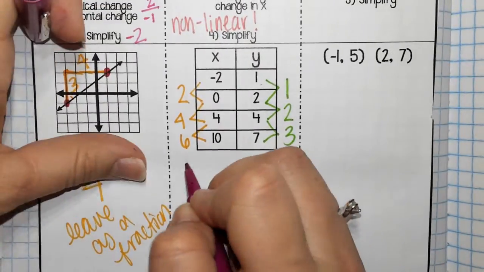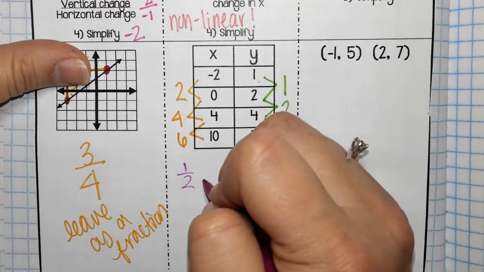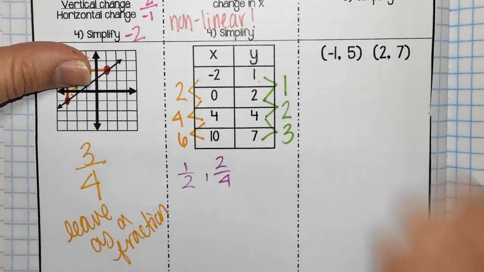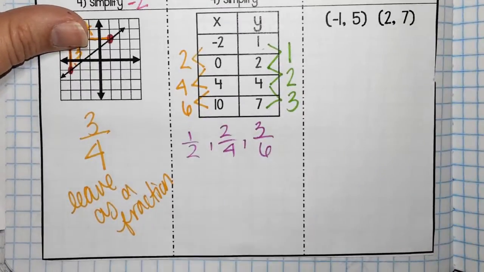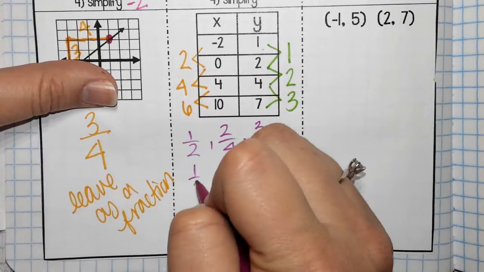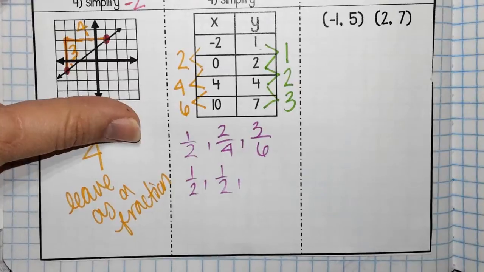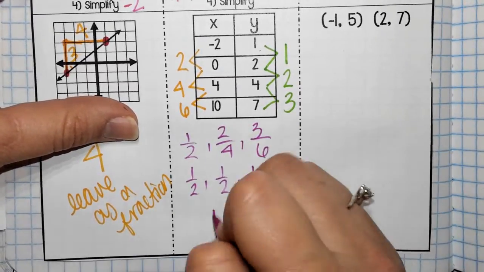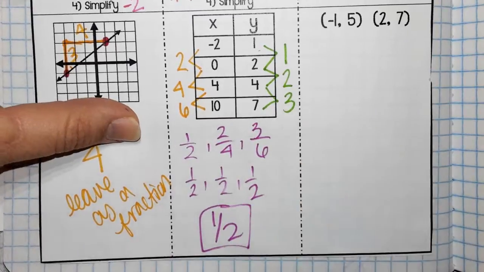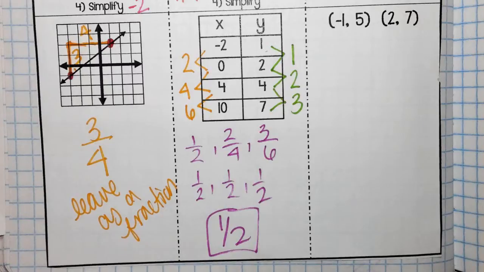Alright, so now we could do 1 divided by 2, right? And then we could do 2 divided by 4, right? And then 3 divided by 6. What is 2 divided by 4 reduced to? 1 half. What is 3/6 reduced to? 1 half. Are those the same? What's our slope? That one was tricky. I love it. You got to be able to tell me that they're the same.